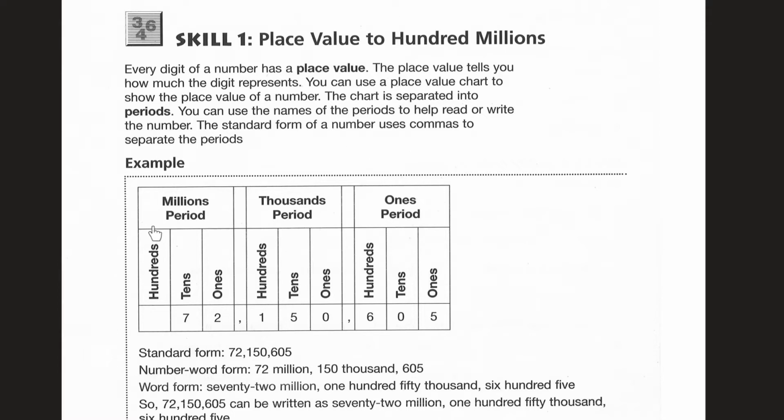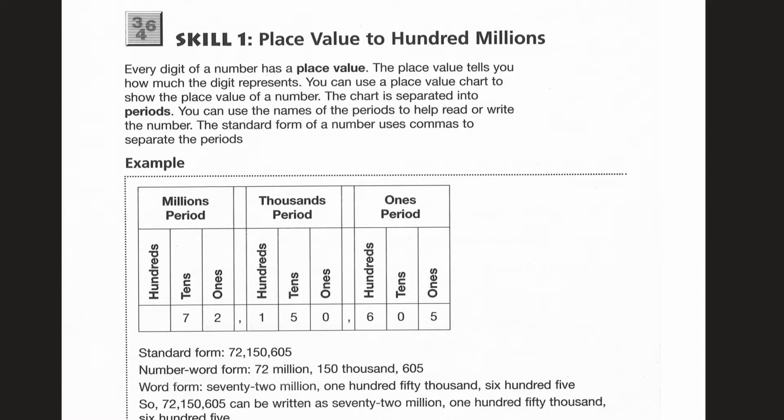So here in this chart, we have three different periods. There's the ones period, which is the ones and the tens and the hundreds. We have the thousands period, and we have 1,000s, 10,000s, and 100,000s. And then we have the millions, where you have the 1 millions, the 10 millions, and the 100 millions.